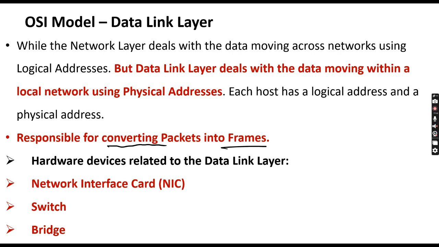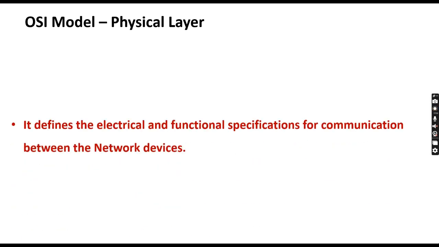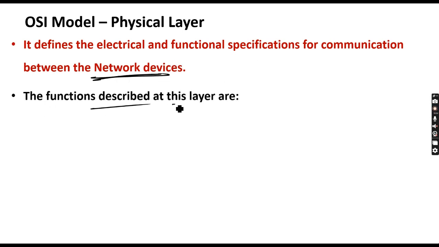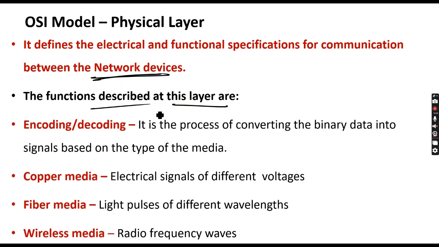Okay, now last but not the least, we have the physical layer, and this physical layer is all about your physical cable and connectivity. See, it defines the electrical and functional specifications for the communication between your network devices. Okay, and the function described at this layer is this. First of all, coding and decoding. What is this coding and decoding?